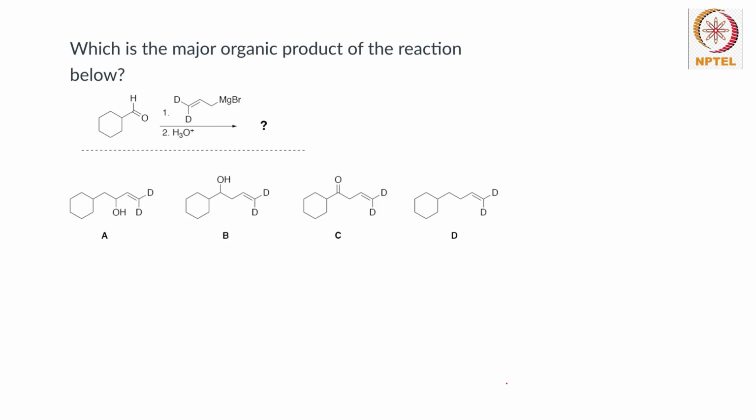Next, which is the major organic product of this reaction below? So what will happen? This is a carbonyl center and this is a Grignard salt. It has a delta negative charge. It will attack this carbonyl center, this opens up and takes a proton from here. So which will be the correct option? Option B.